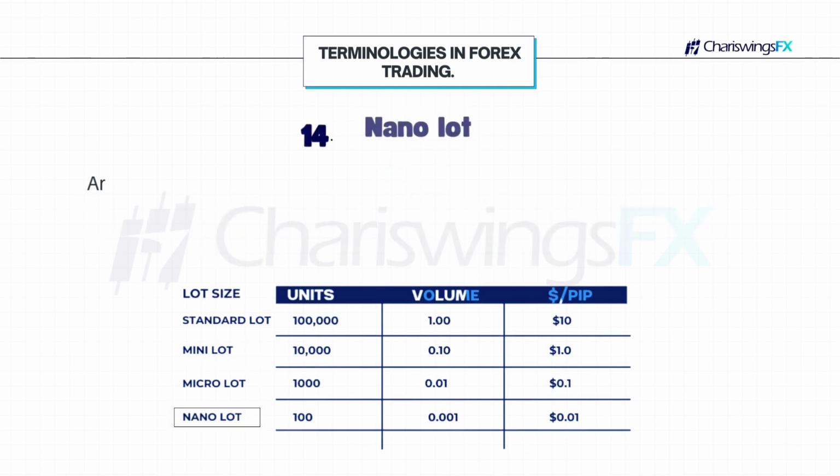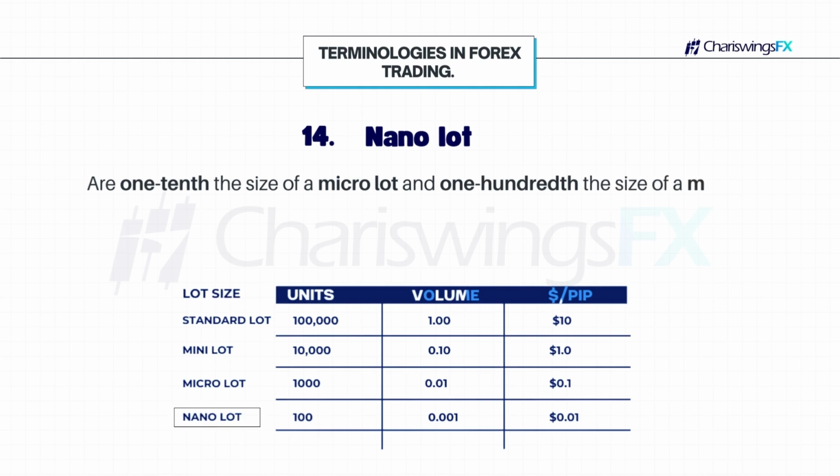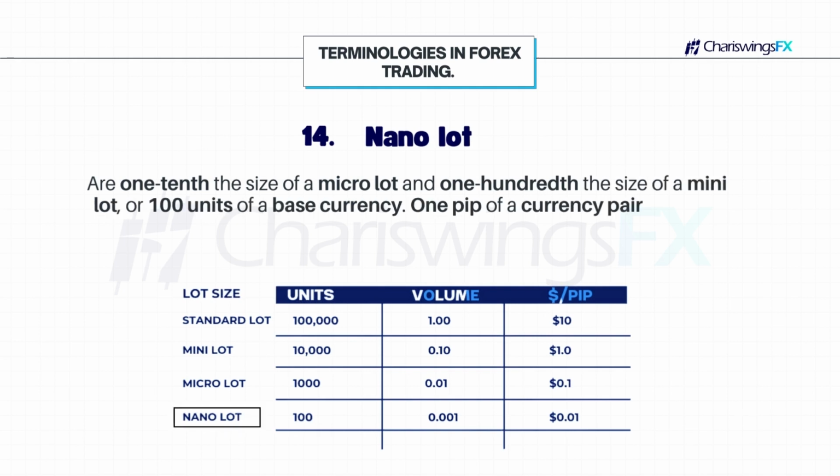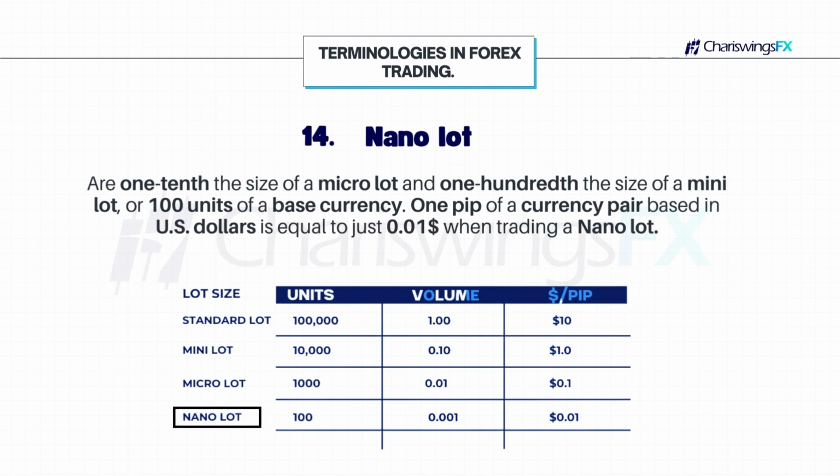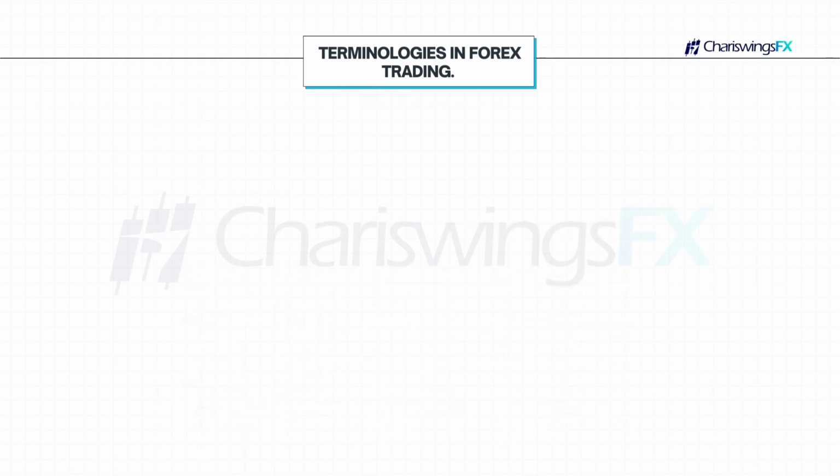14. Nano lot are 1/10 the size of a micro lot and 1/100th the size of a mini lot, or 100 units of a base currency. 1 pip of a currency pair based in US dollars is equal to just $0.01 when trading a nano lot.